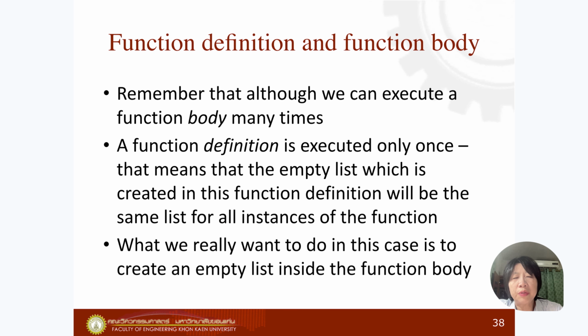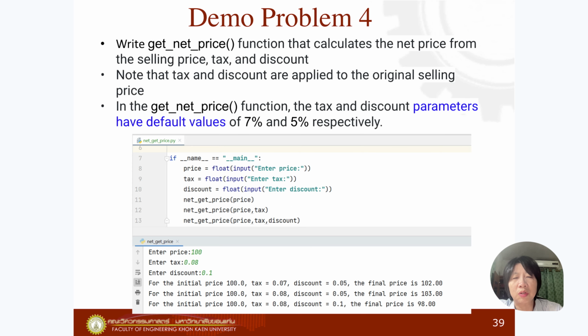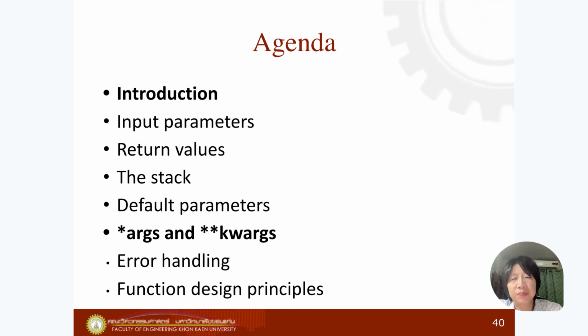So remember that although we can execute a function body many times, a function definition is executed only once, and that means that the empty list we create in the function definition will be the same list for all instances of the function. So what we really want to do in this case is to create an empty list inside the function body. And this is demo problem 3 that you can practice with required parameters and optional parameters.